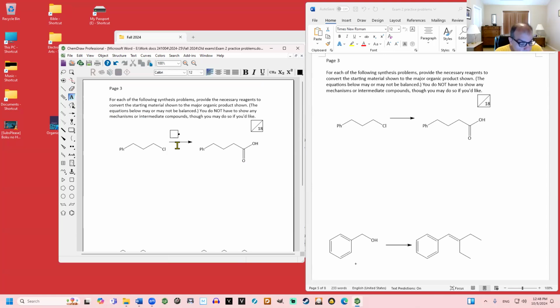You could also treat this chloride with sodium cyanide in maybe a polar aprotic solvent like DMSO, and then hydrolyze the nitrile that you get. So you start with the Cl over here, treating it with sodium cyanide does an SN2 reaction, and you go from Cl to CN. So you get the nitrile, just like we talked about in class yesterday. And then when you hydrolyze the nitrile, you get the carboxylic acid.